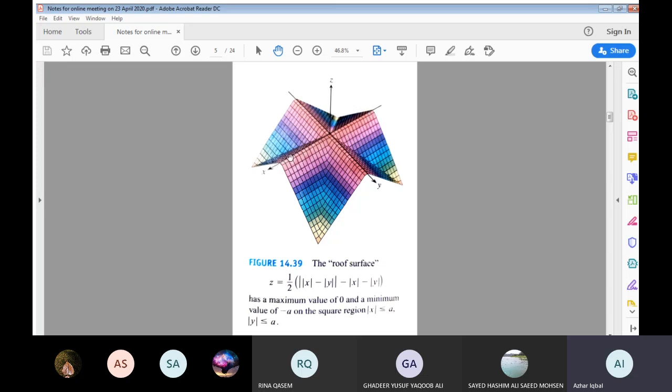Okay. So the absolute value of x remains less than or equal to a if you are considering this square in the xy plane, and over this square you get this roof surface. You can see a maximum value of 0 at the origin and a minimum value of minus a on the square region. The minimum value, of course, occurs at the end points, these points.